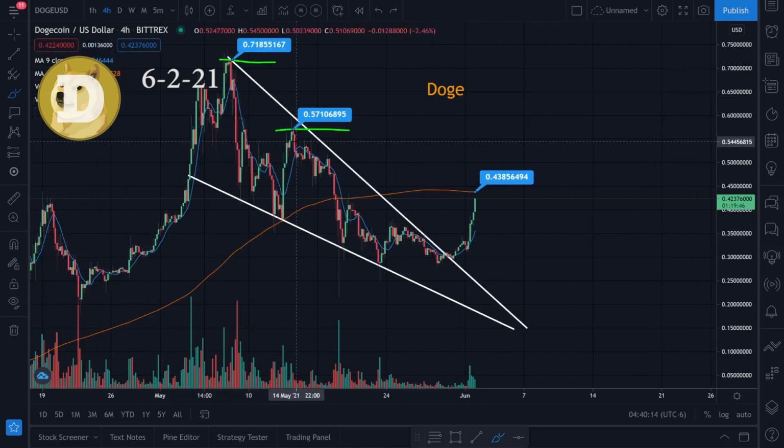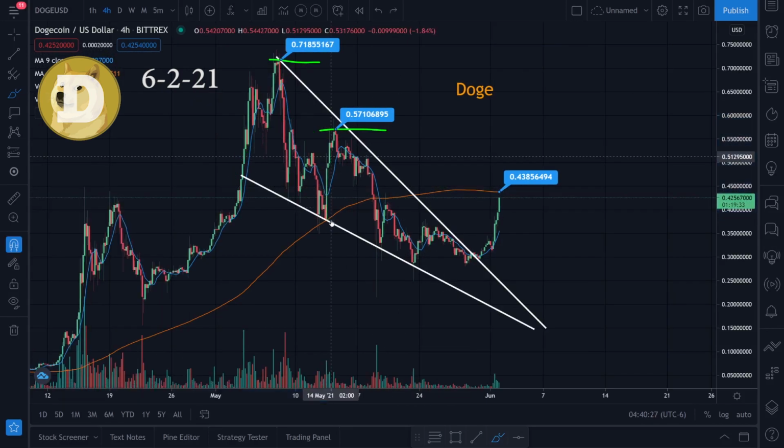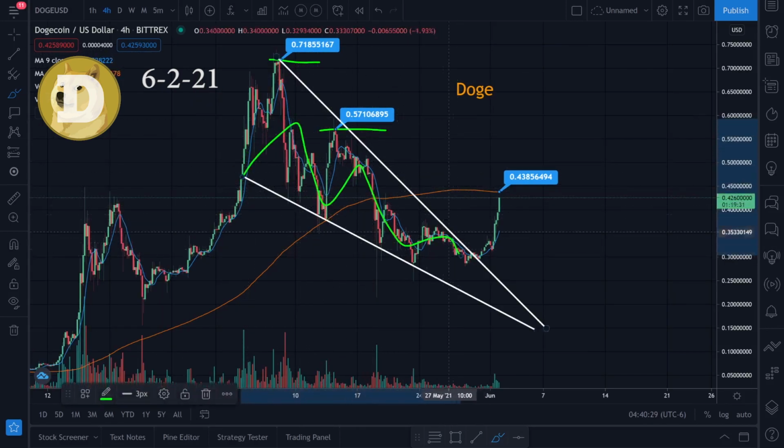And yeah, maybe we can target around 0.571 or 0.718. I mean, I don't know where it's going to stop, but in general, with the falling wedge, you can calculate pretty much the previous resistance or the tops of the wedges. So yeah, something like that, I would say.